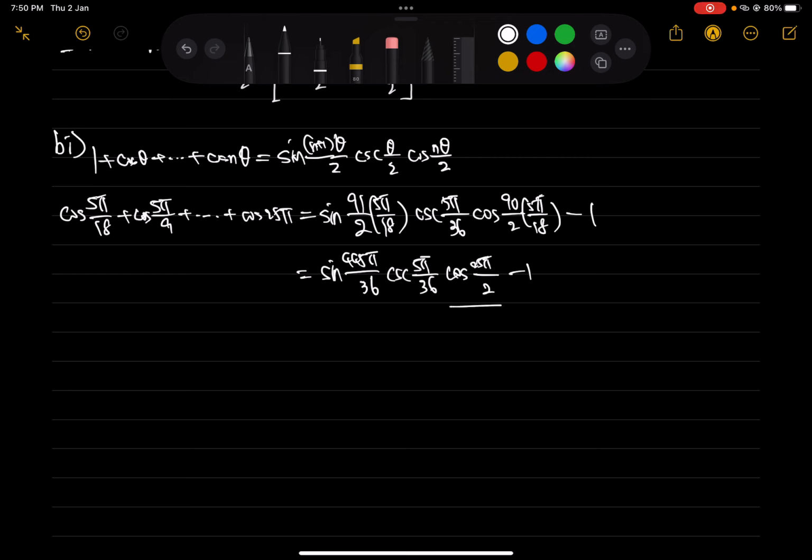This one is 24. Whoops, sorry. That should be 12π plus π/2, which is cosine π/2, which is 0. So this term is 0, so the entire trig function is 0. So we have -1. That's it for part B1.